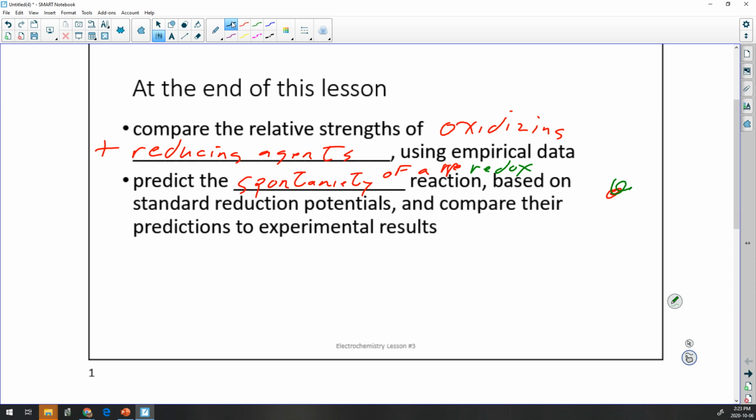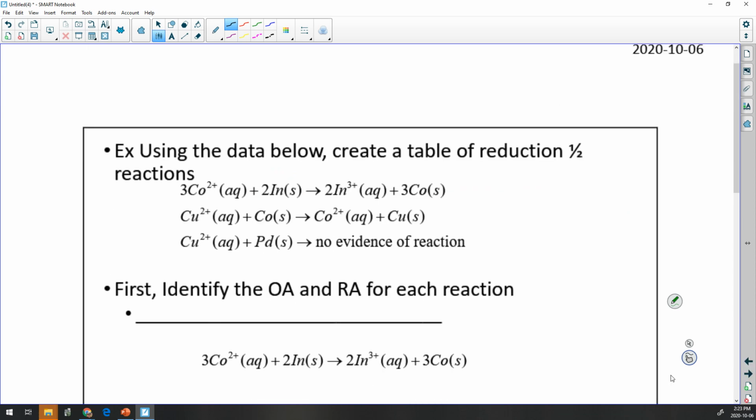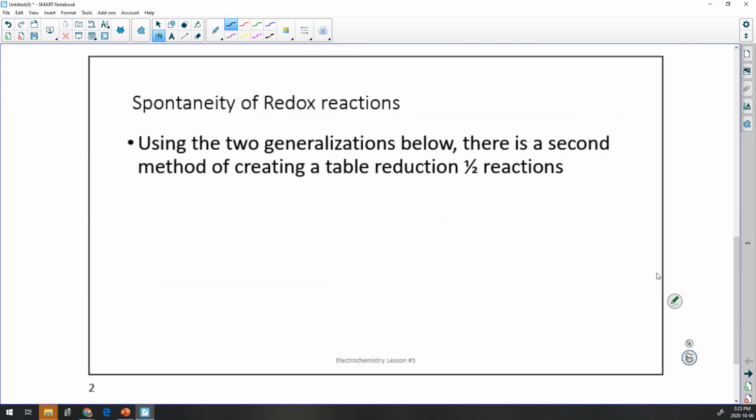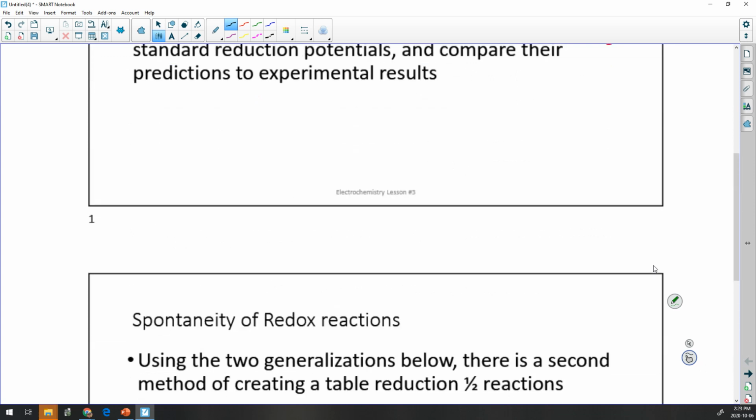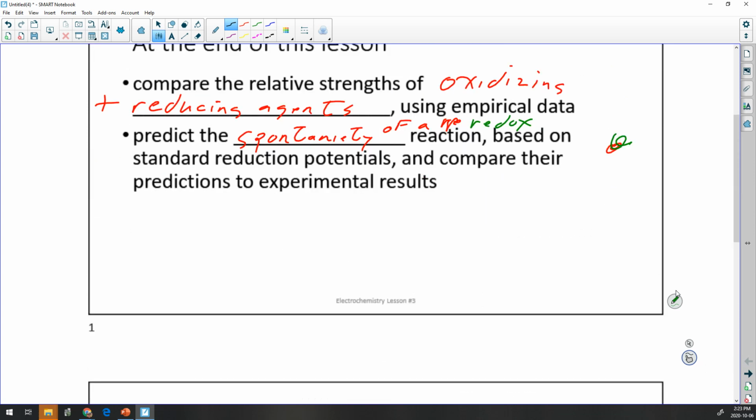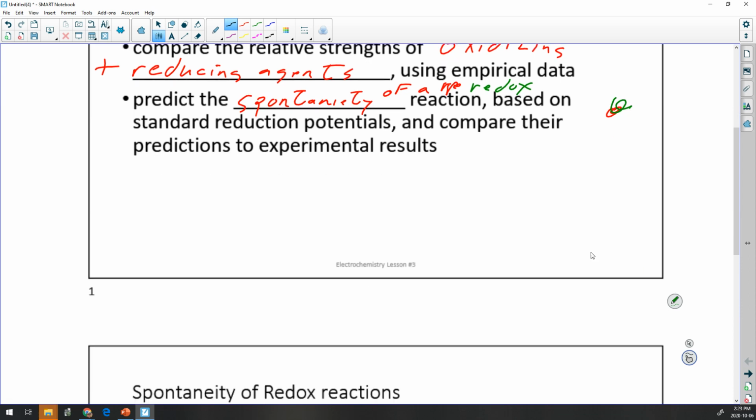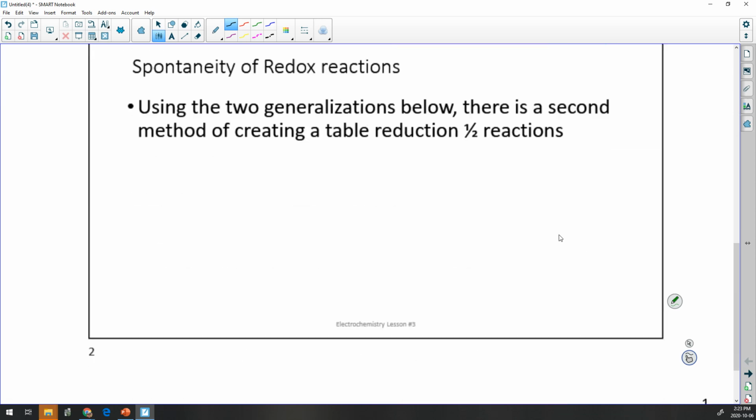Now, when we studied our tables yesterday, we came up with two generalizations. They're basically the same generalization. So the two generalizations that we talked about is, how do we compare?